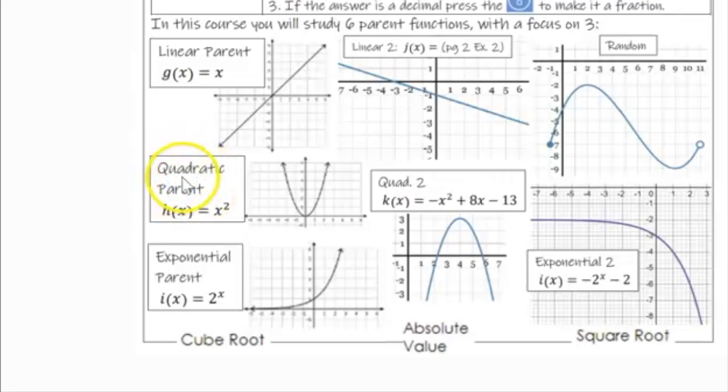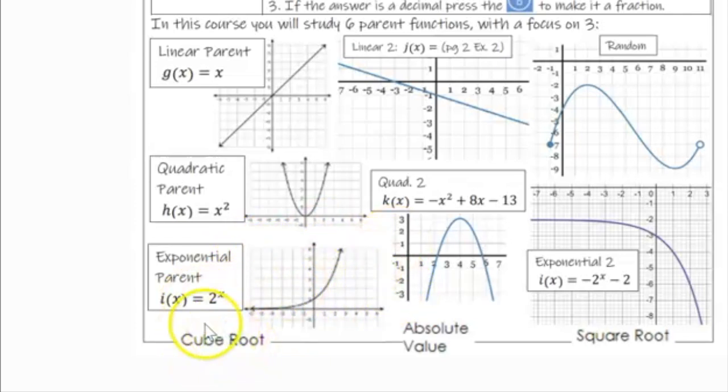That is the quadratic parent. So that's going to be our next unit after we complete linear parents. That looks like a U, and it can also look like an N. And then in the second semester, we're going to take a look at an exponential parent, and that looks like a slide. Okay, so it can look like that, or it can look like this.